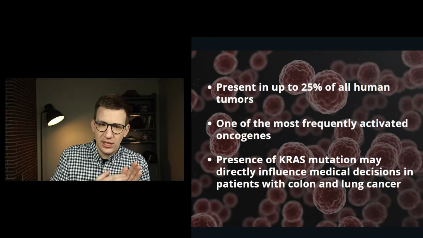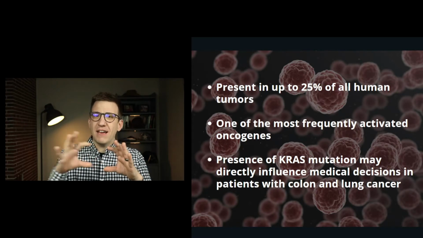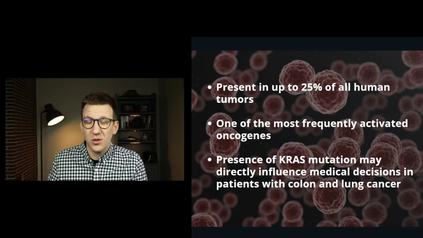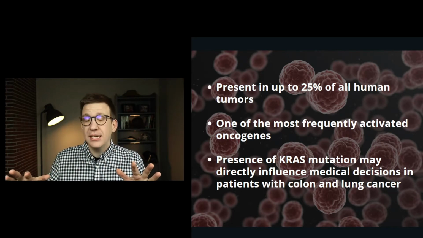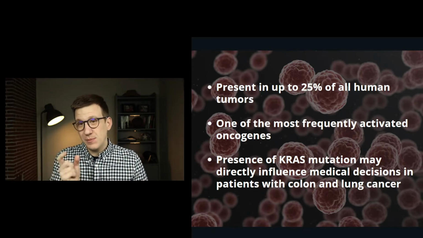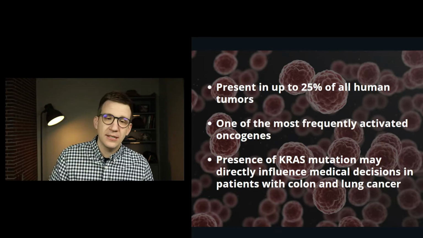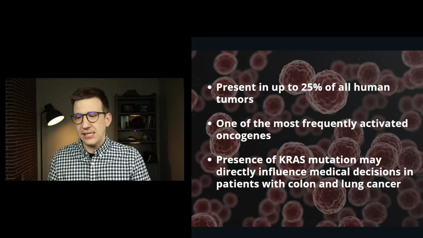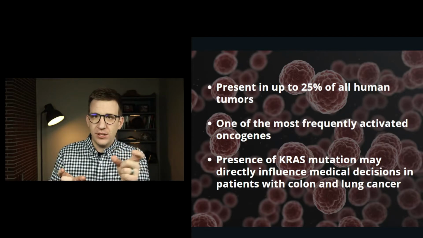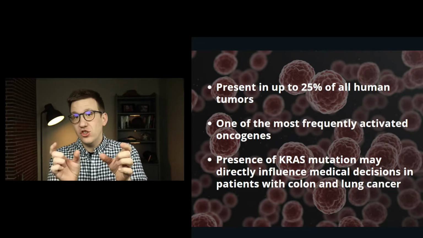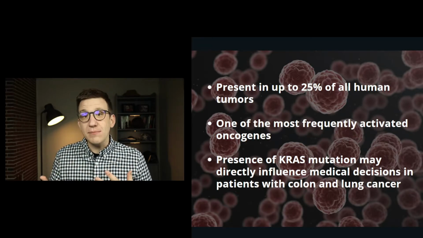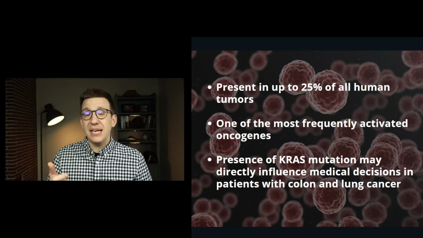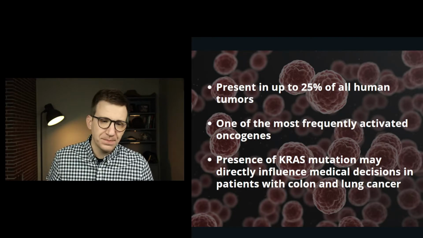So the KRAS mutation, at a broad, kind of family level, is present in up to 25% of all human tumors. So 25% of all cancers is tied back to this specific type of mutation, KRAS mutation. It is one of the most frequently activated oncogenes. And an oncogene is essentially oncologic, cancer related genetics. So it's a gene mutation that is most frequently activated, meaning it develops into an active cancer.